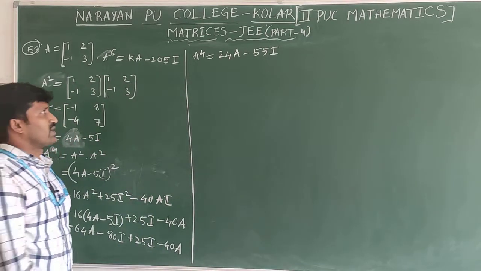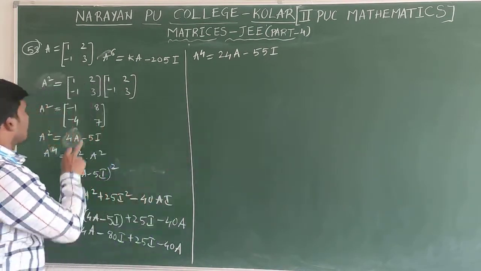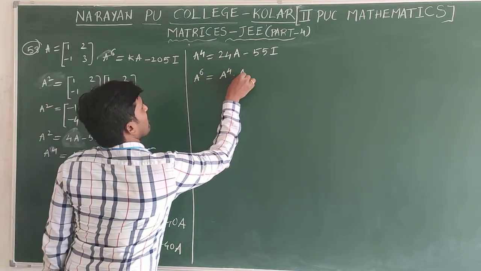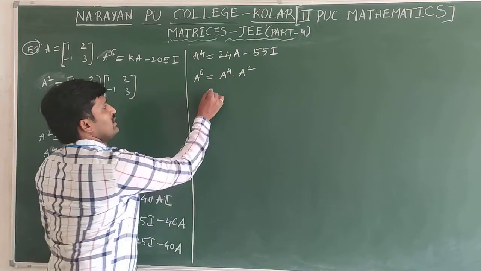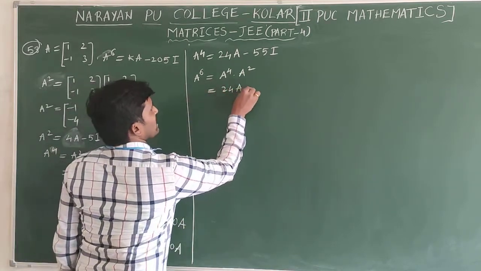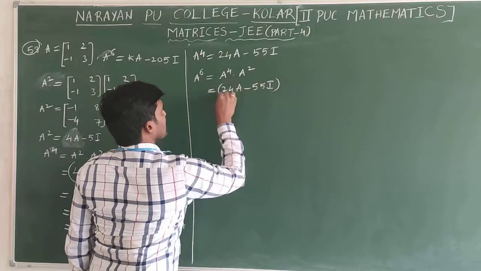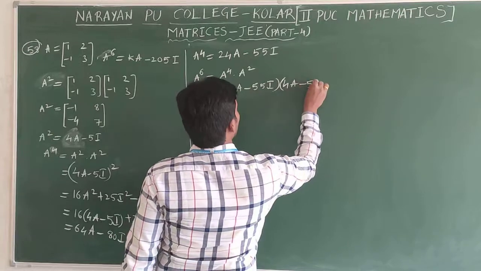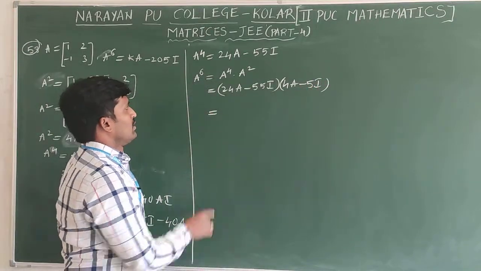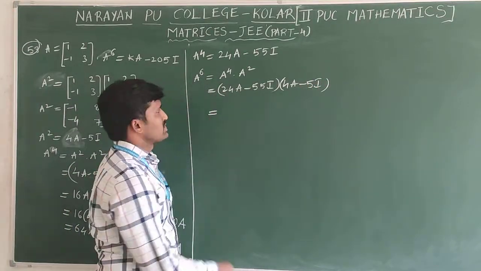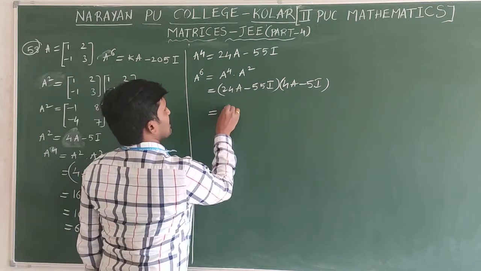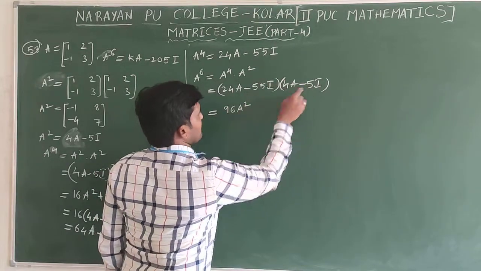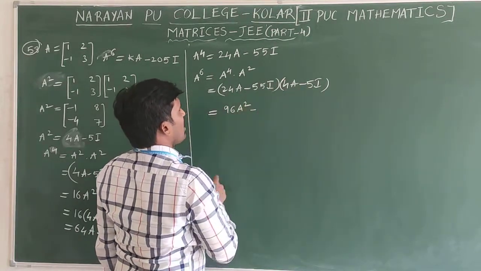Next we need A⁶; A⁶ we can write as A⁴ into A². A⁴ is 24A minus 55I, into A², which we already converted to 4A minus 5I. 24 into 4, how much will you get? Clearly it's 96A². 24A into minus 5I, 24 5s are, how much will you get?